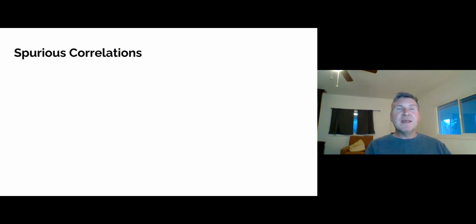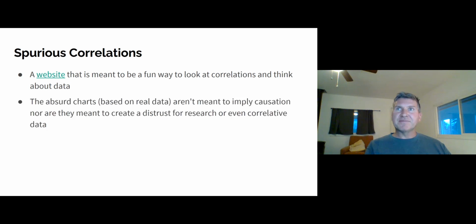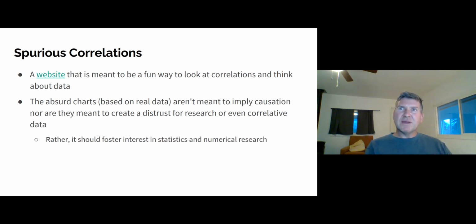There's actually a website called Spurious Correlations. It shows absurd correlations and how easy it is to make correlations between two things that are not even remotely related. It's kind of a fun way to look at correlations and think about data. It's not really implying causation or meant to create distrust in research or even correlative data. It's just showing something that can happen, not something that always happens. The website's goal is really to foster interest in statistics and numerical research.